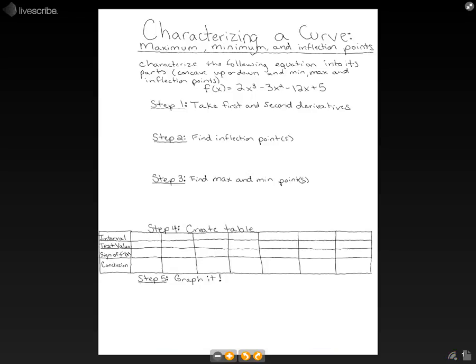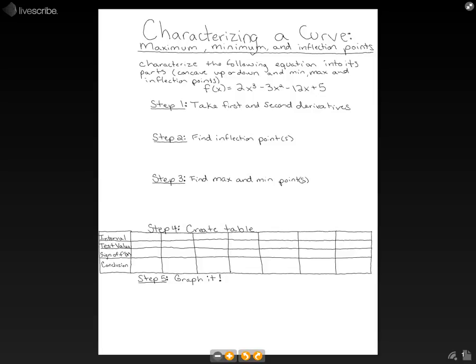In this video, we're going to look at characterizing a curve using maximum, minimum, and inflection points. So we're going to characterize the following equation into its parts, telling which parts are concave up or concave down, and showing where our minimum, maximums, and inflection points are.